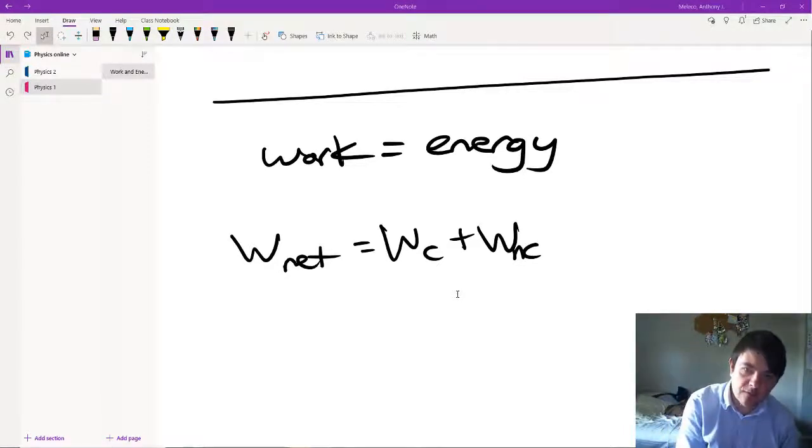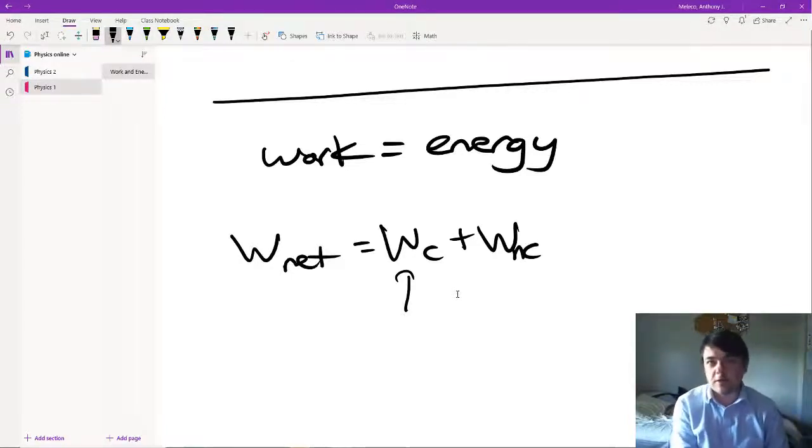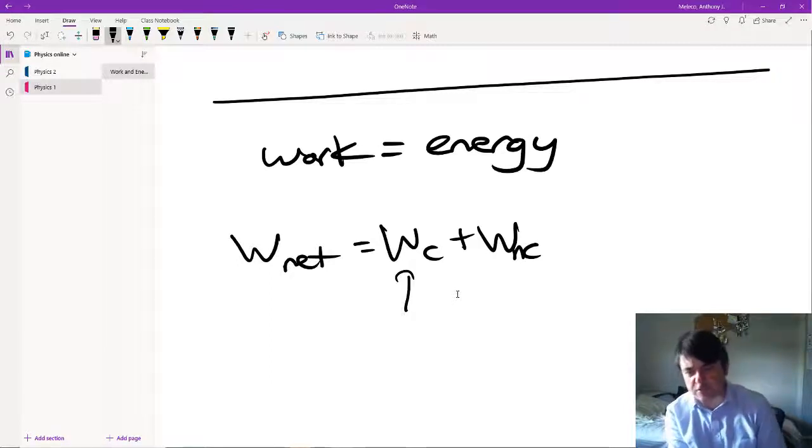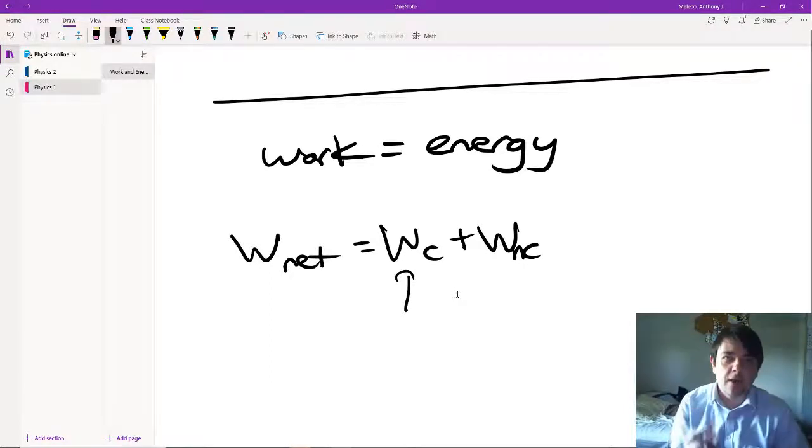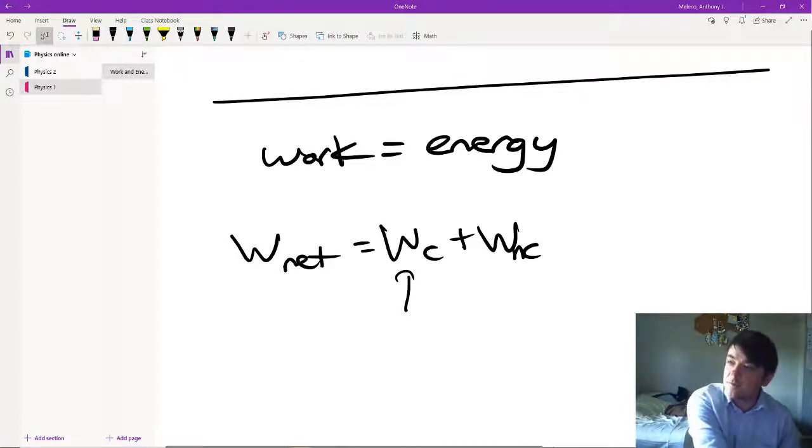And to do that, what we can do is say that the net work is equal to the work due to conservative forces acting on an object, but also the non-conservative forces. So if you're pushing an object up against gravity, that would be a conservative force. Or maybe you're pushing against friction, and that would be a non-conservative force. And so all those things are doing work on that object, whether they be positive or negative.